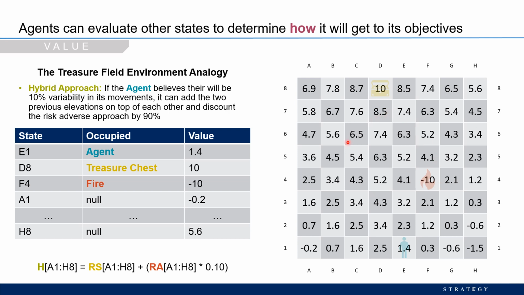So I'm going to take a computational approach at valuing each one of these states by combining the two matrices on top of each other, and I am going to discount the risk-averse approach and bring it down to 10% of what its value is. So if I take all the values of both the reward-seeking approach and the risk-averse approach, I will then get the following values as seen in this environment, on this state space.